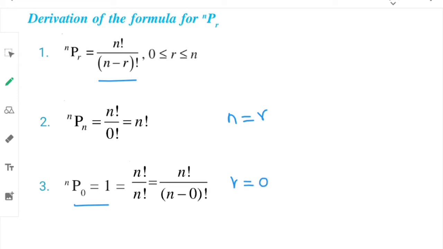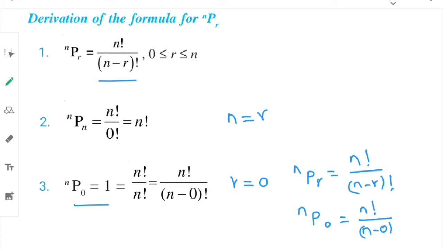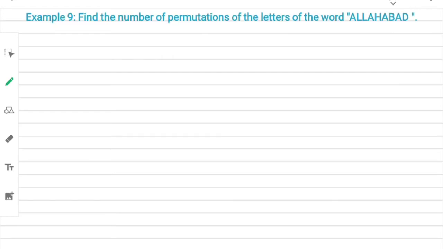If you substitute it in the nPr formula, that is n factorial by (n minus r) factorial, with r equal to 0, what will happen? nP0 is equal to n factorial by (n minus 0) factorial, which is nothing but n factorial by n factorial. n factorial by n factorial is 1. That is why nP0 is equal to 1.